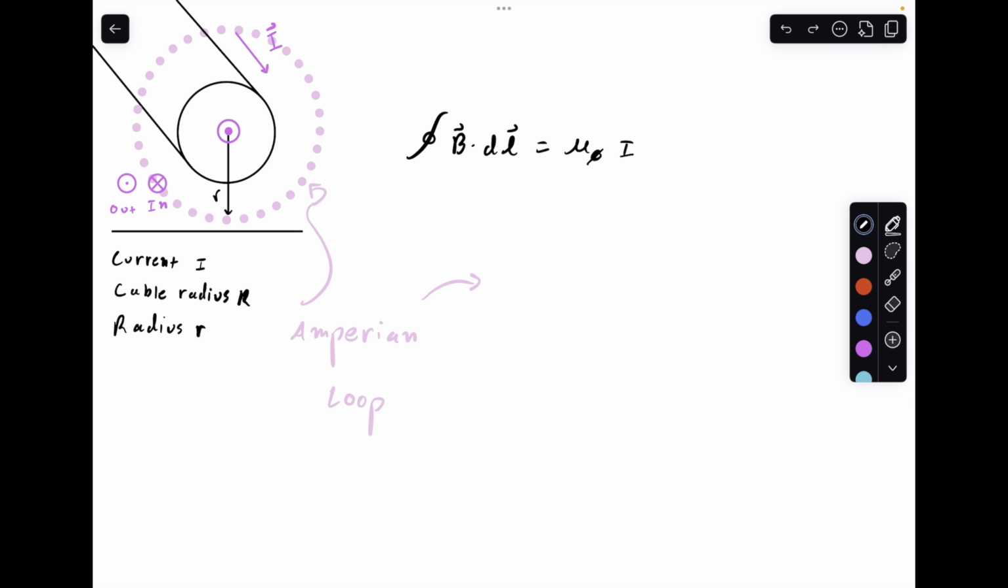But these are really not good shapes to work with because they don't offer you a special type of symmetry that allows us to bypass the calculus 3. So there's really no point in picking those shapes as Amperian loops.